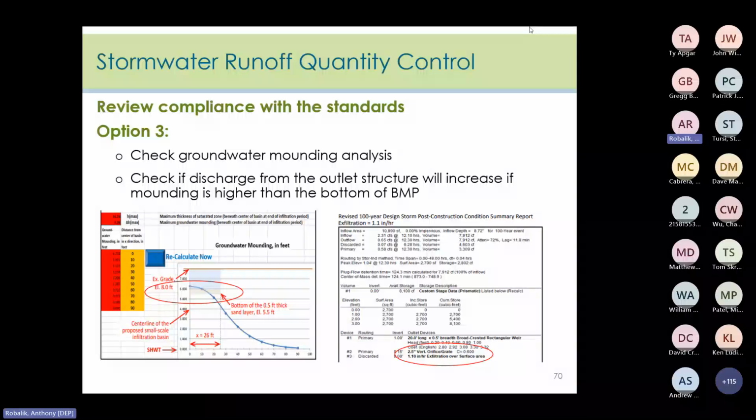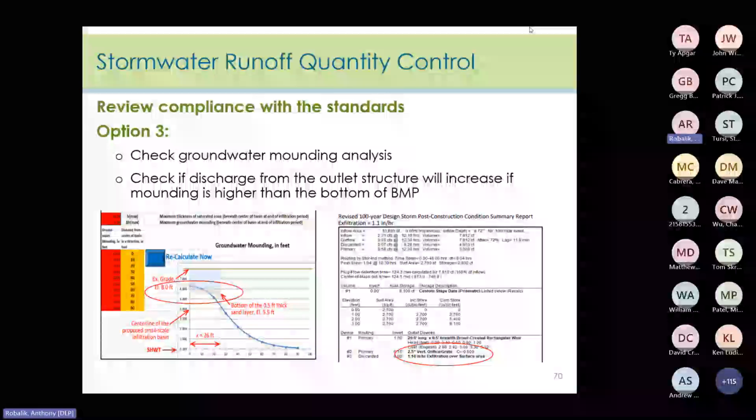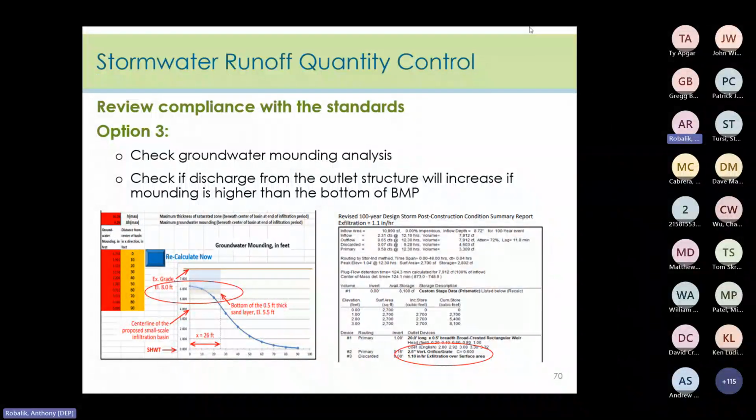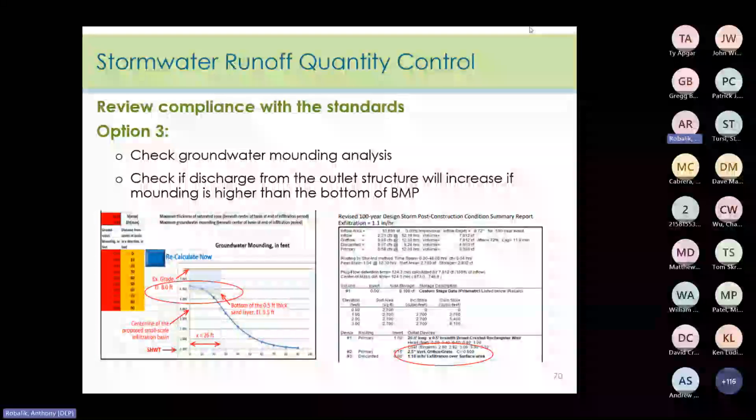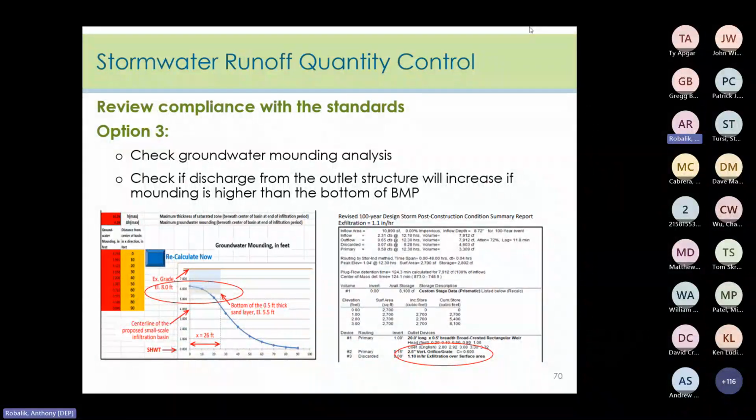Often, the groundwater mounding analysis will show the mounding as rising above the bottom of the BMP, which means that the runoff discarded through the basin bottom into the subsoil is reduced from what is assumed in the routing calculation. If this is the case, the routing calculation must be adjusted to use a smaller exfiltration rate, which will result in more flow being discharged through the outlet control structure.